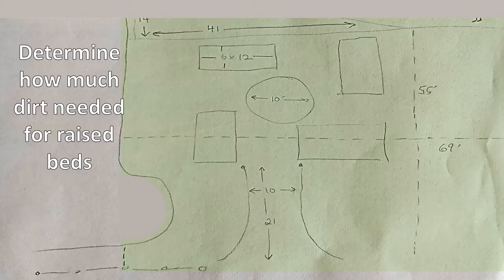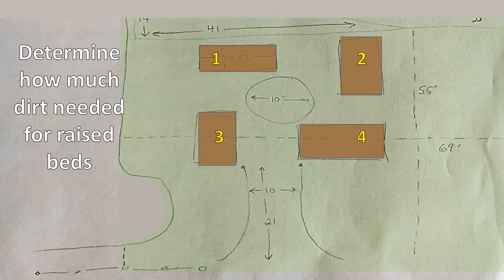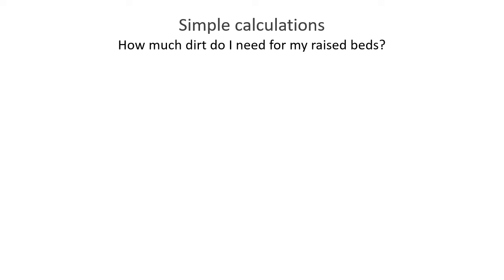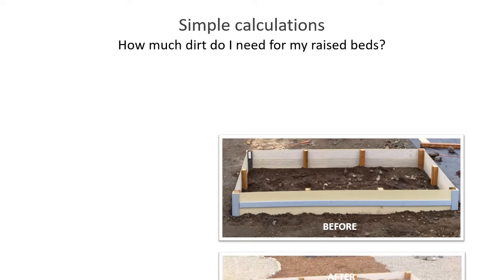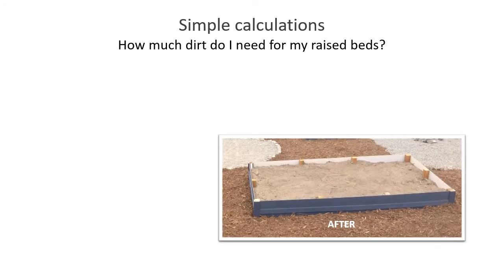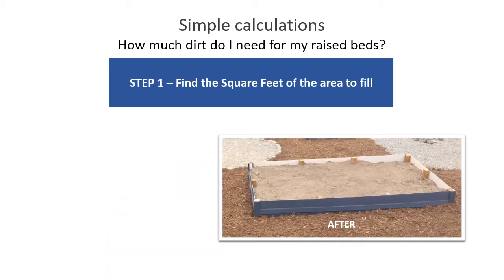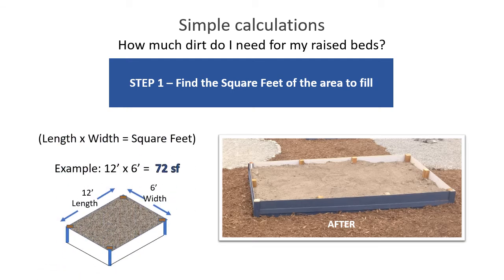We have 4 raised beds in our garden, and the following 3 simple steps will help you figure out how many cubic yards are needed for your project. In order to figure out how much dirt we need for our raised beds, as you see in the empty before picture, and the filled after picture, we're going to start step 1 by finding the square feet of the area to be filled. The simple equation for this is length times width equals square feet, or SF.